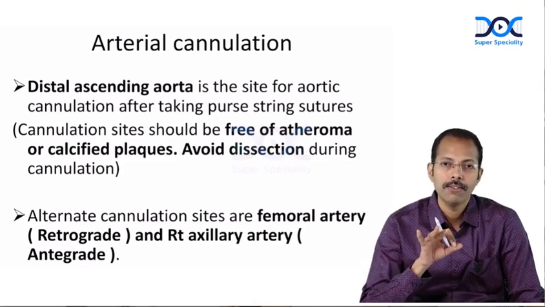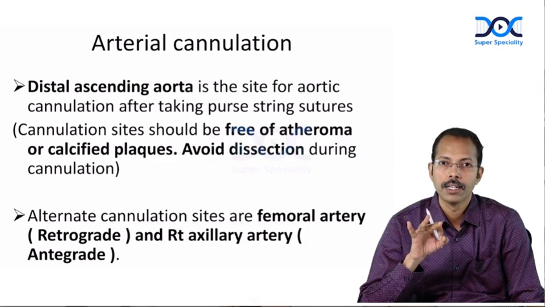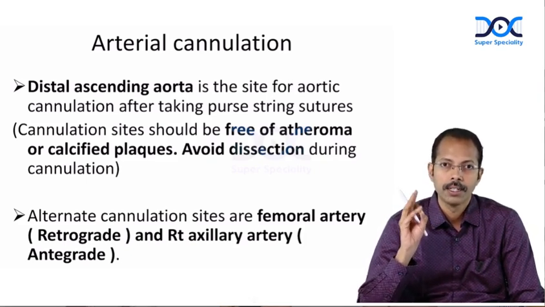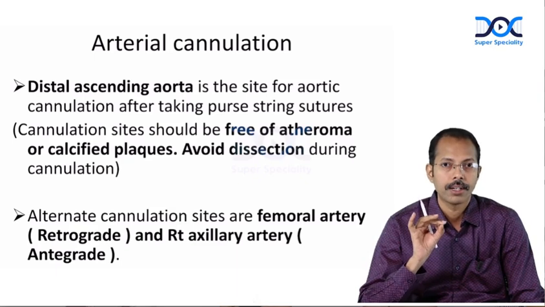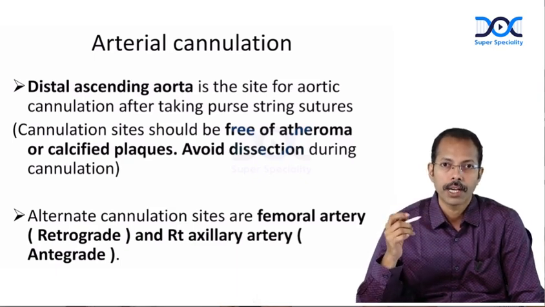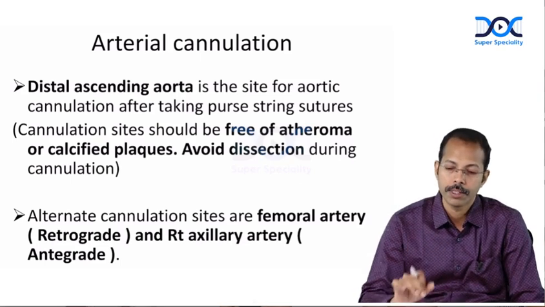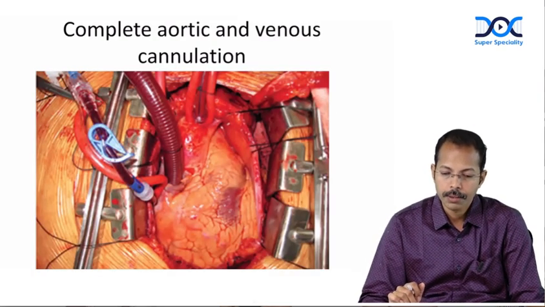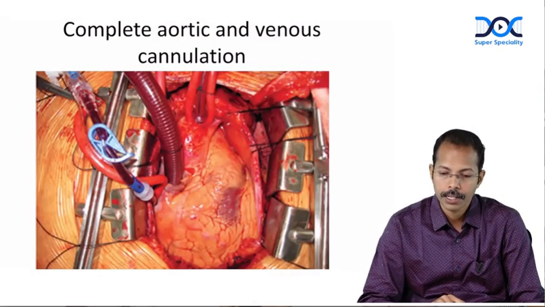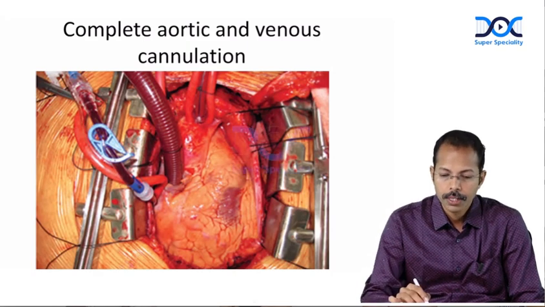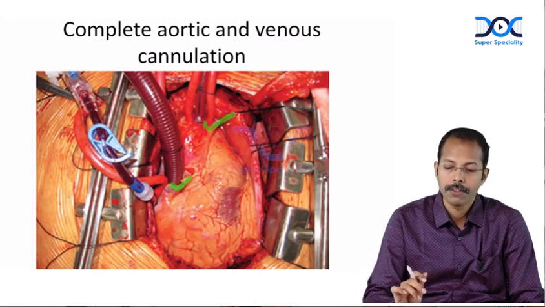So these are all the three commonest vessels we can use for cannulation of the arteries, that is aorta, femoral artery and axillary artery. So which method of cannulation is retrograde? Cannulation through the femoral artery is a retrograde method. So it is the picture showing the complete aortic and venous cannulation. So here you can see the aortic cannulation. Here you can see the venous cannulation.